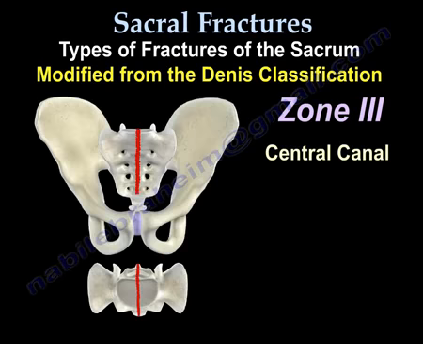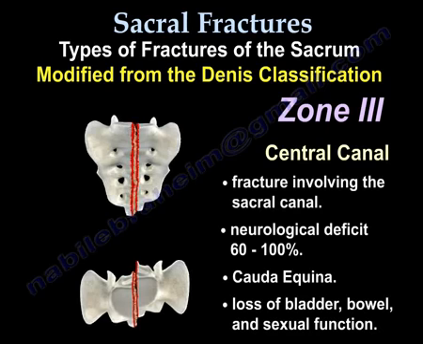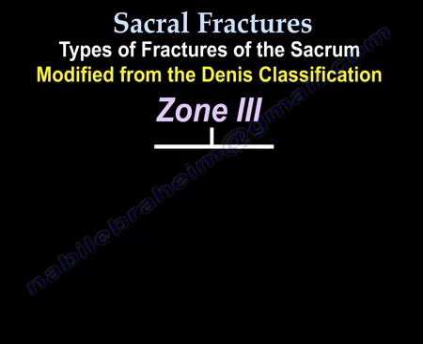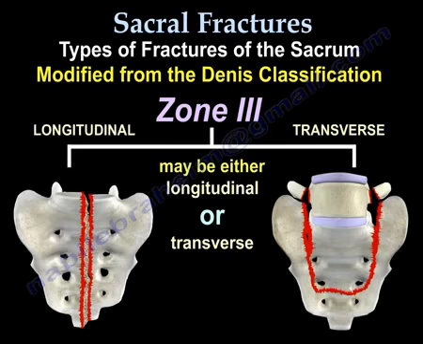Zone 3, fracture involving the central sacral canal. Neurological deficit in about 60 to 100%. Usually it is a cauda equina injury with loss of bladder, bowel, and sexual function. Zone 3 can be longitudinal or transverse.